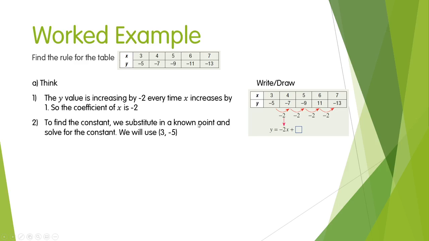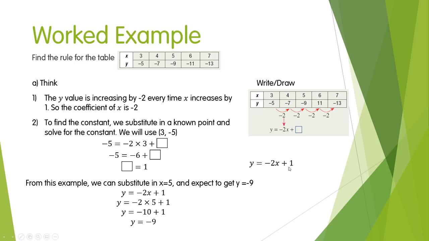So to find a constant, we're going to pick one of these values. Let's pick 3 and negative 5, and we're going to substitute it in. So we've put in 3 where the x was, the negative 5 where the y is. And then we solve that, and we get negative 5 equals negative 6 plus something. And when we rearrange that, we get that something equals 1. So we can rewrite the rule as y equals negative 2x plus 1.